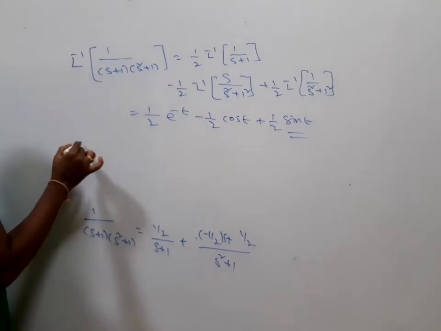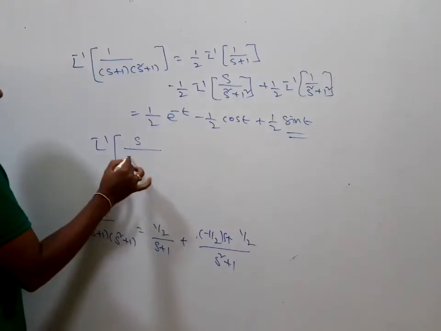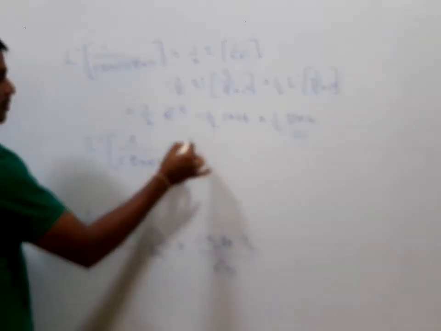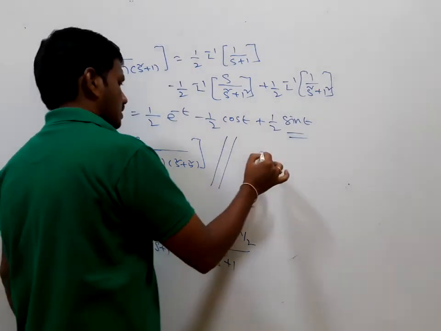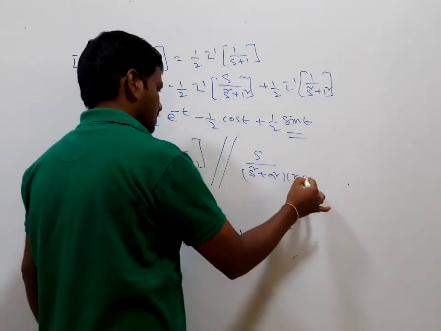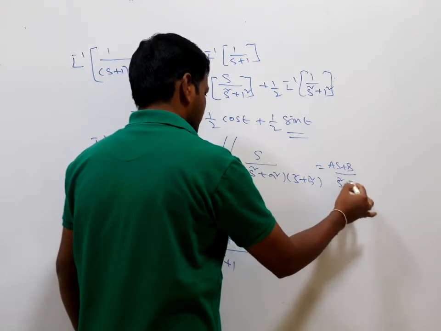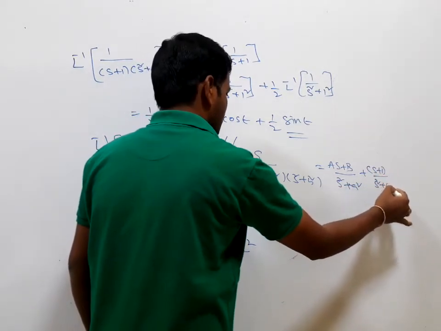Next, if you take another problem, here it is L inverse of s divided by (s square plus a square)(s square plus b square). We did the same problem, but here the numerator is s. So in this case, just write s divided by (s square plus a square)(s square plus b square) is equal to (as plus b) divided by (s square plus a square) plus (cs plus d) divided by (s square plus b square).